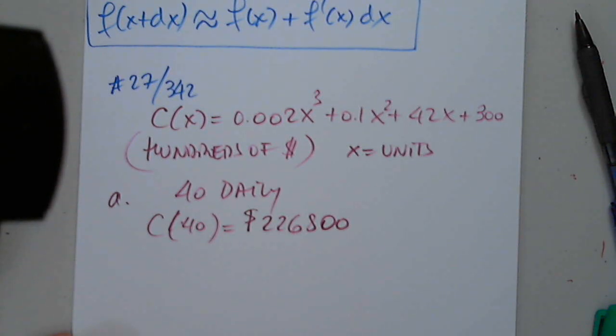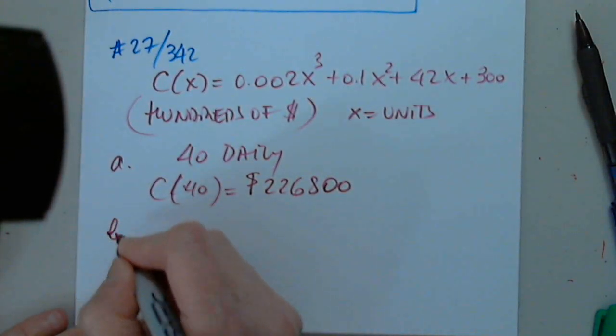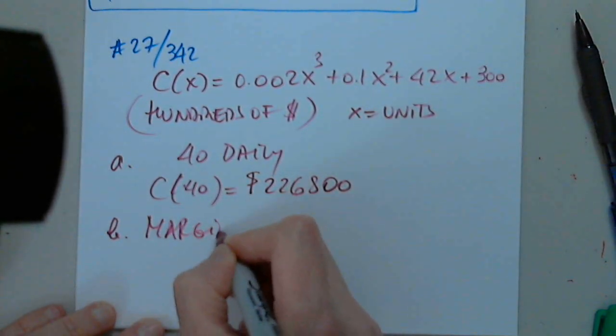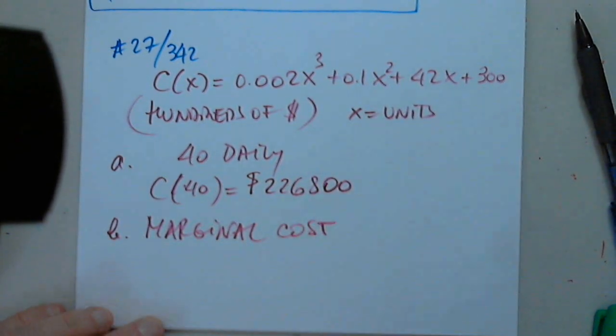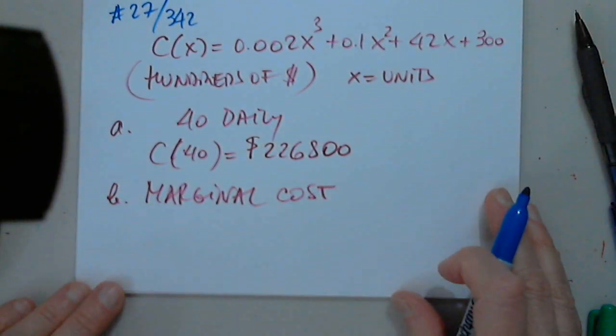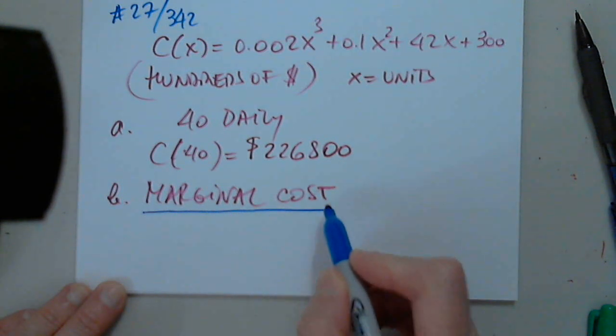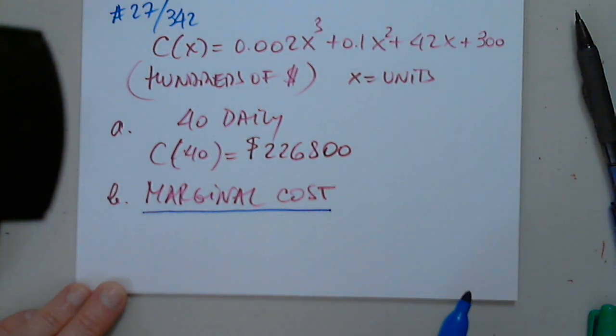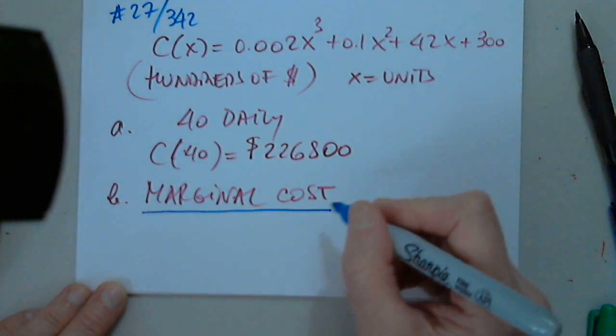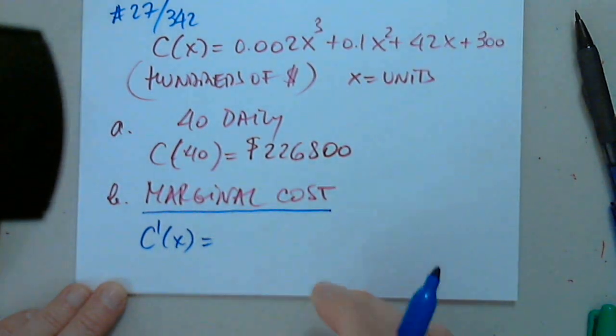Part B. What is the marginal cost when x is 40? Ah, that's different. So marginal cost. Now it's a different question. So what do I do first for the marginal cost? Is it now you find the derivative? Excellent. Now I find the derivative.